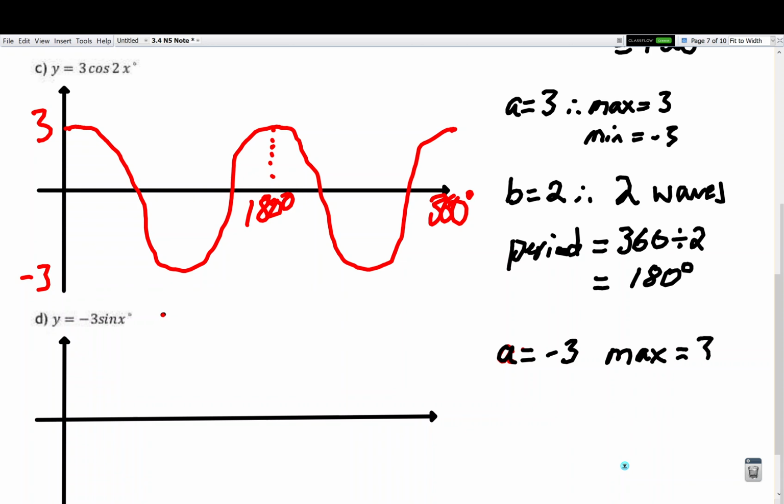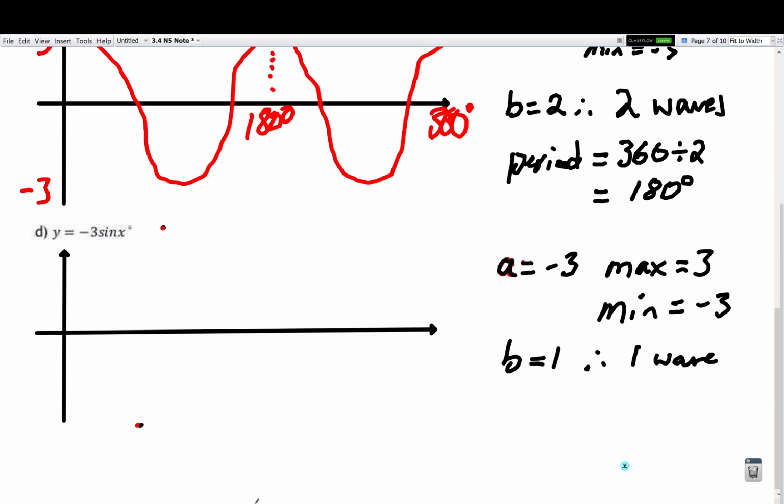So the maximum is still 3, the minimum is still -3. We can't have a maximum of -3, that doesn't make sense. The maximum is still the +3, the minimum is still the -3. The curve is just going to be basically flipped upside down. So the period of this graph is 1, b equals 1, so there's just one wave in 360. Okay, so all this example is doing is highlighting what happens when we have that -3.